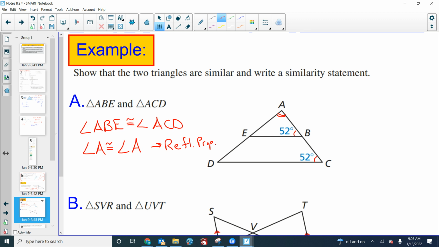So similar by angle, angle. You could stop at that point because you don't need to show all three sets of angles are congruent. Okay. Next.